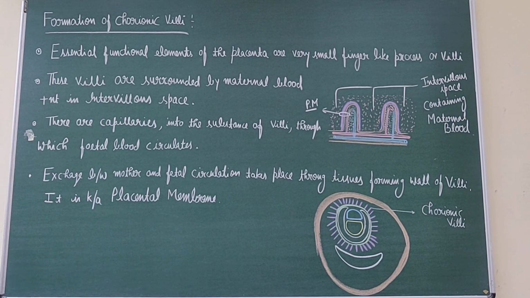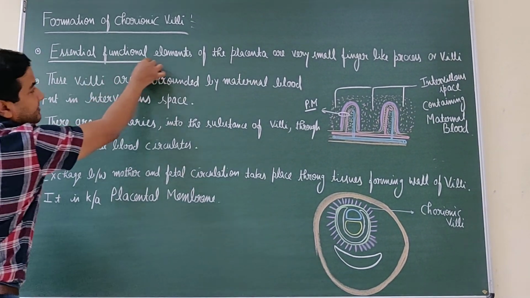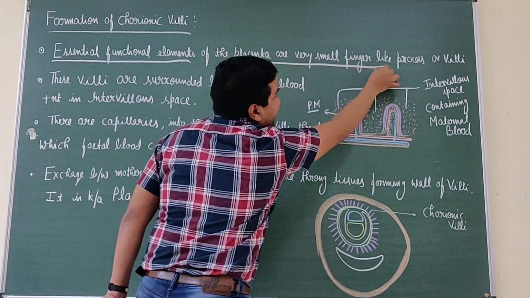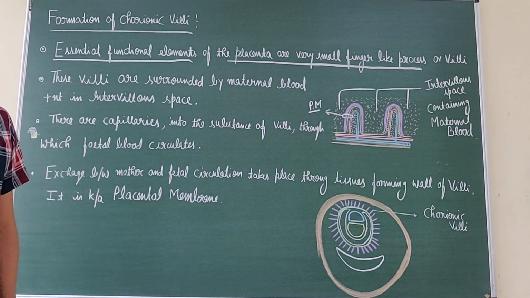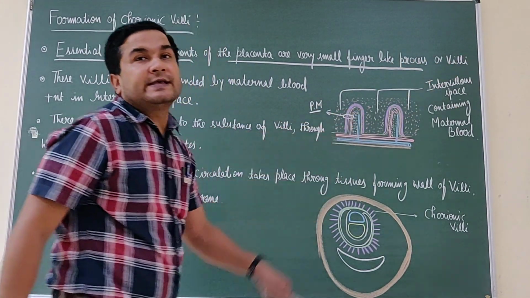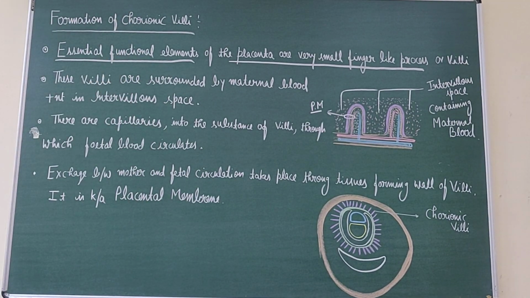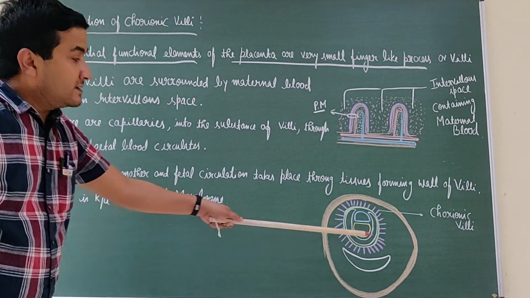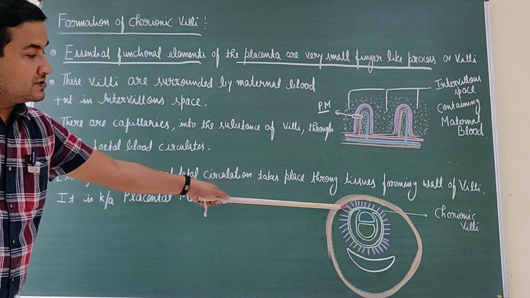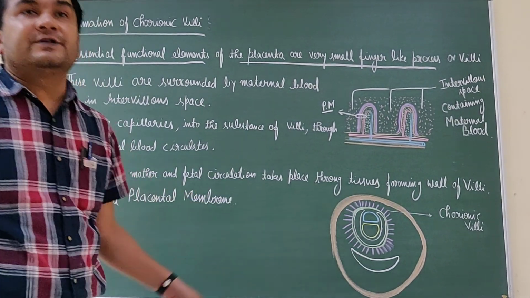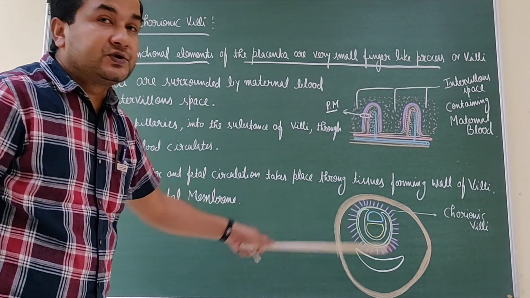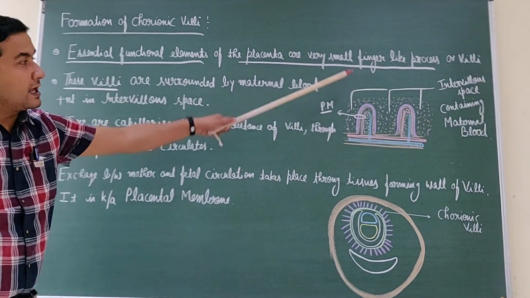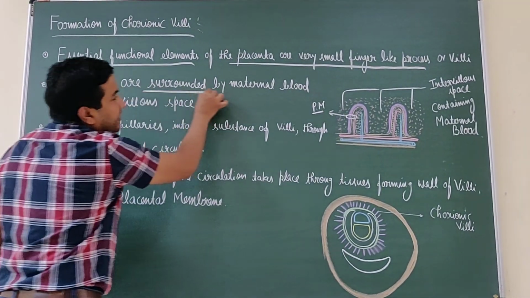Now the essential functional elements of the placenta are very small finger-like processes, and these finger-like processes are known as the villi. These are the finger-like processes, and initially they are present throughout the surface of the chorion, or we can say trophoblast. These villi are surrounded by the maternal blood.